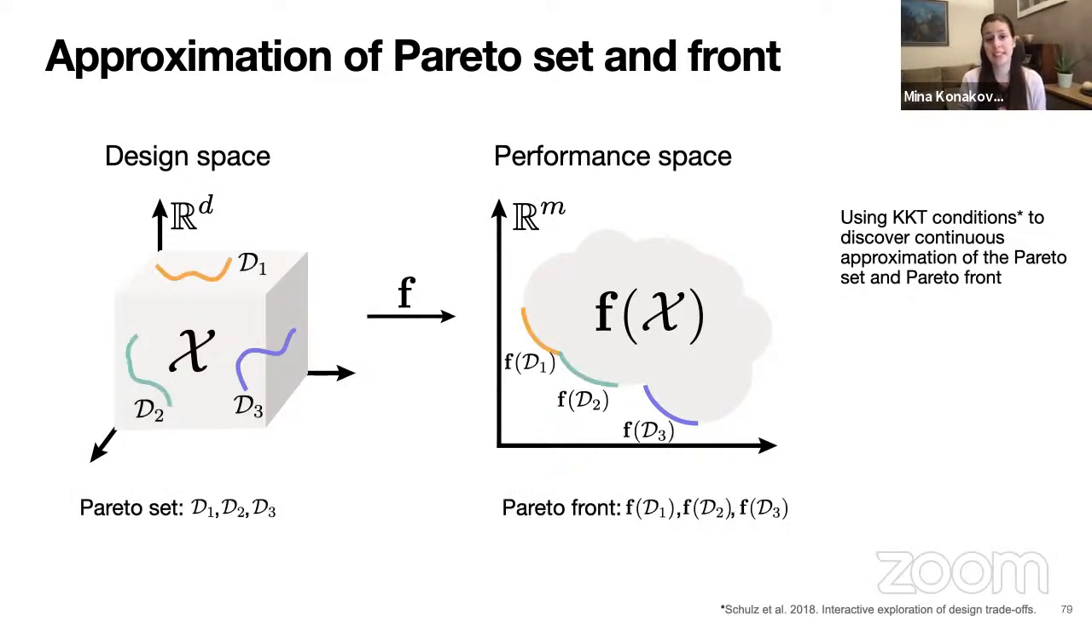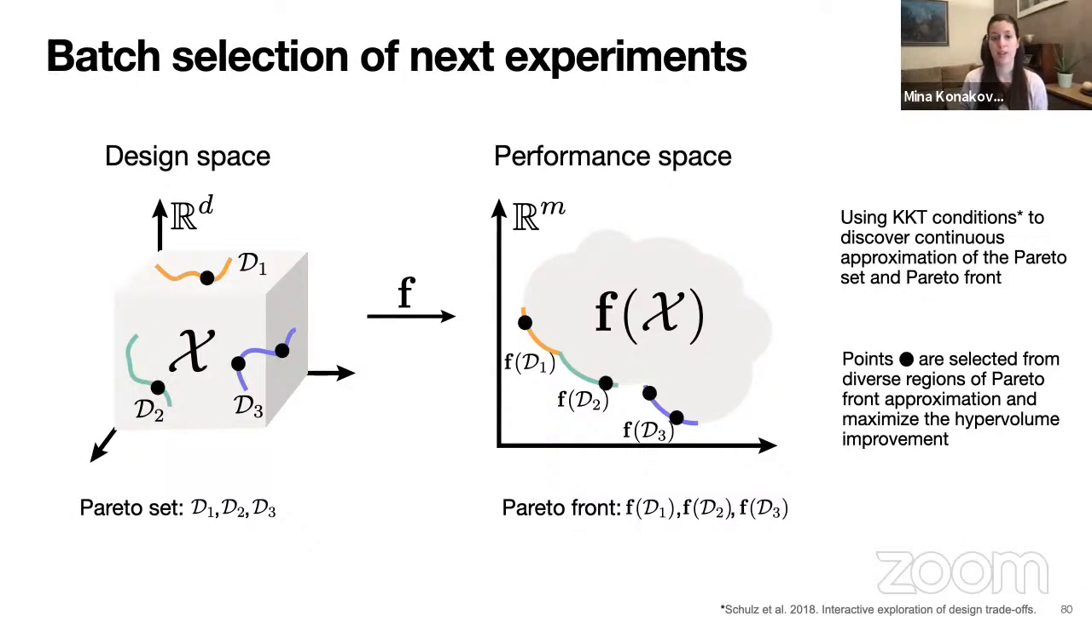And then a key insight for our selection strategy is that these solutions are often grouped in disconnected regions spread across the space. So we define a diversity metric to encourage sampling from various regions of the space while also trying to maximize the hypervolume improvement. And the hypervolume improvement is just a standard quality measure of the obtained Pareto front. But in contrast to previous works, our diversity metric takes the knowledge from both the design and the performance space to better select the batch of next experiments.